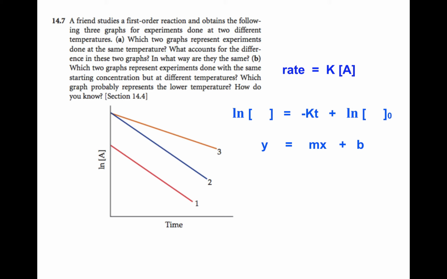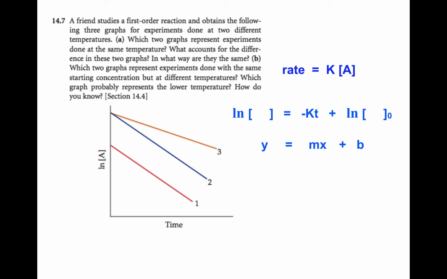So 1 and 2 have the same slope of the line. So line 1 and line 2 are being done at the same temperature. Now they're starting at different places. One is starting at a lower concentration than the other one. So that's the difference between them. But since the slope of the line is the same, they're being done at the same temperature.